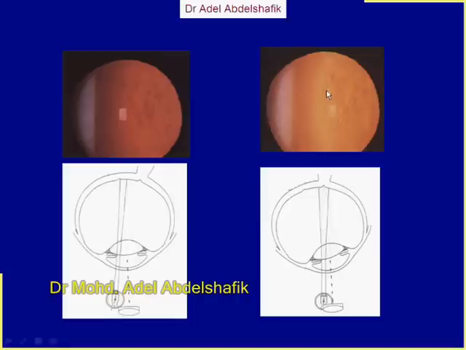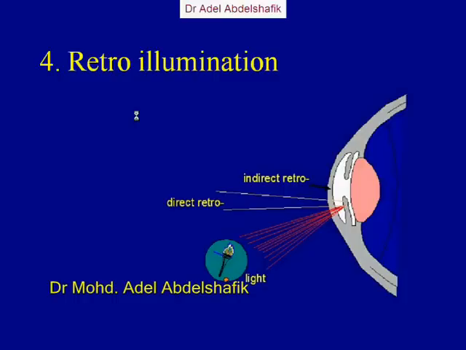We notice here some vacuoles or droplets. This could be in the cornea, this could be in the lens, it could be anywhere, but this is the retro-illumination. You get a red reflex coming from behind to see an anterior structure. Okay.